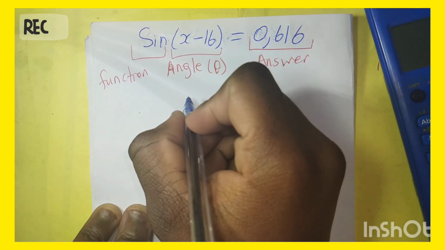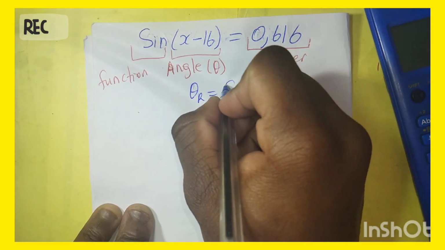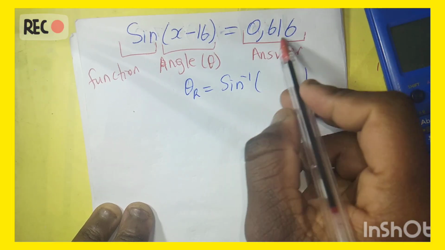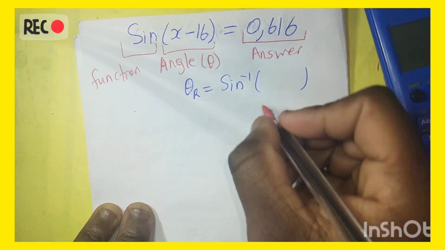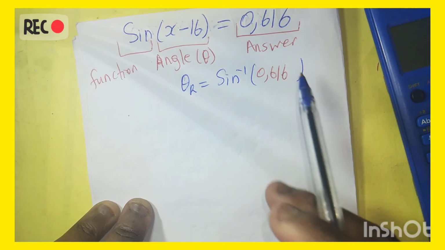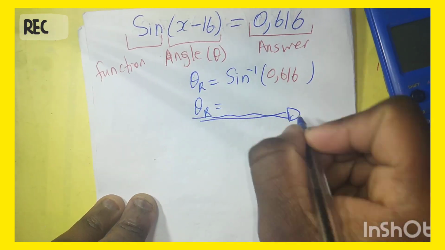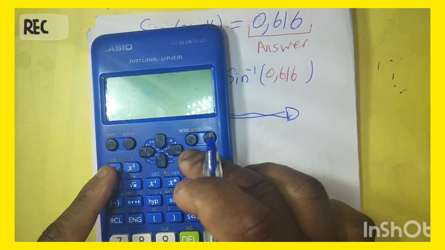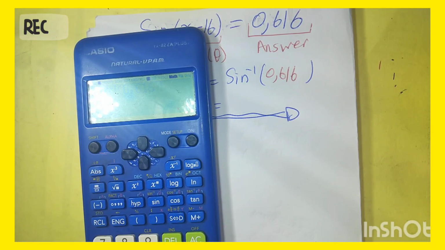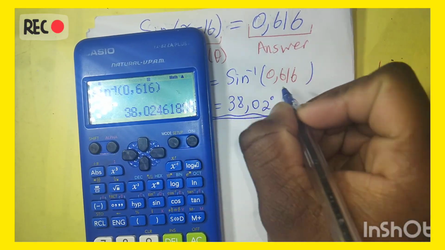So if the function is representing the answer, what do you do? You just find your reference angle by saying the reference angle will be sine arc, then you just put the answer there, which is the value of the function. Now all of this you can press on your calculator so that you will get your reference angle. Pressing this on my calculator, I'll just say shift sine 0, close. So this is what I get, which is 38.0 degrees.